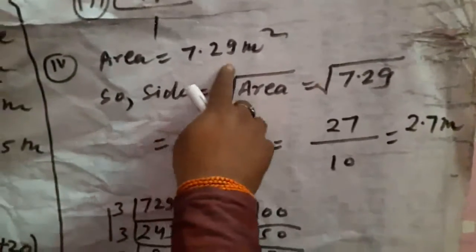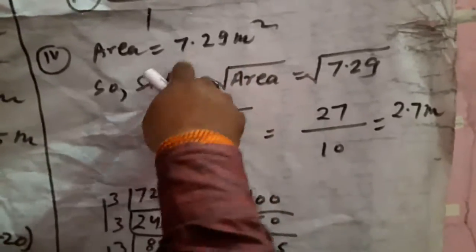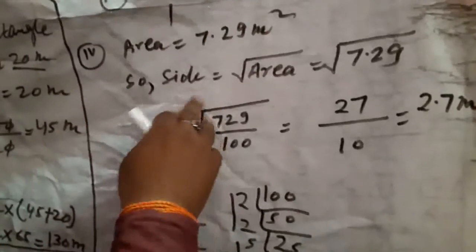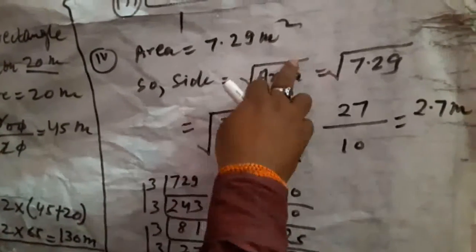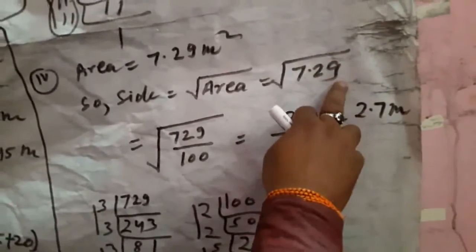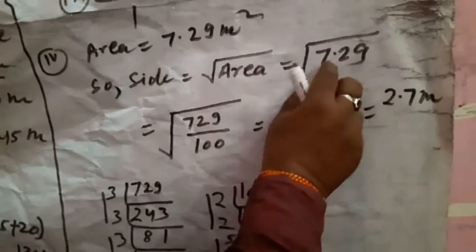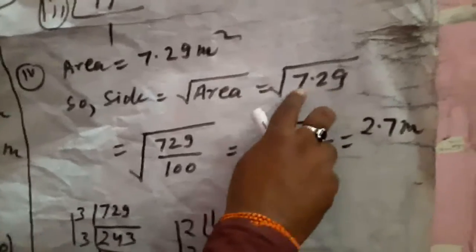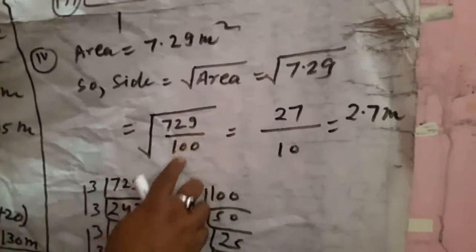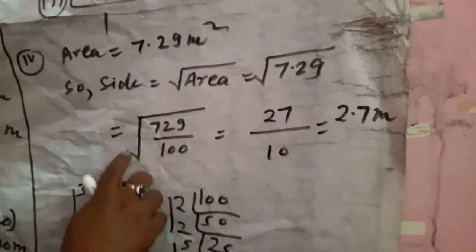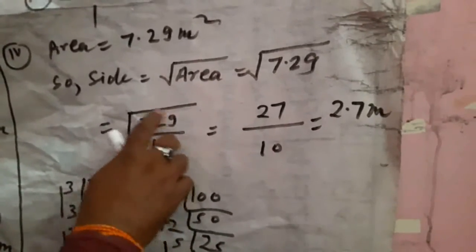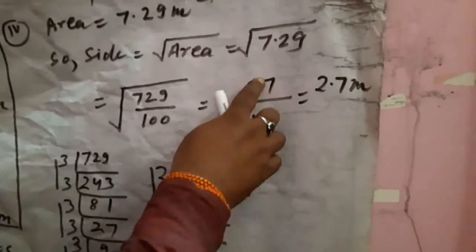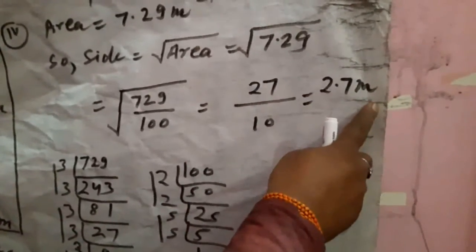Similarly, I have done the fourth part of question number 5. Area is equal to 7.29 meter square. So how do we find the side of the square? Similarly, side is equal to square root of area, is equal to square root of 7.29. First of all, we remove the decimal. How do we remove the decimal? I can write 7.29 as 729 upon 100, square root of this. And what is the square root of 729? 27. And what is the square root of 100? It is 10. After dividing, your answer comes 2.7 meters.